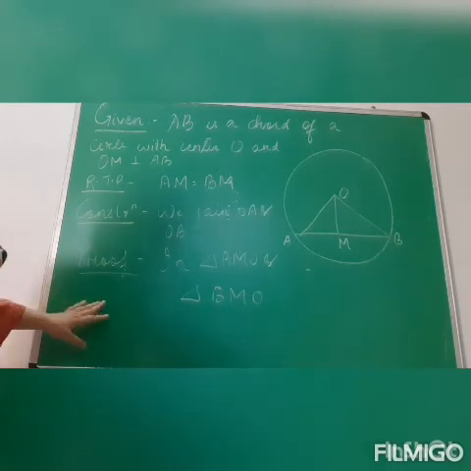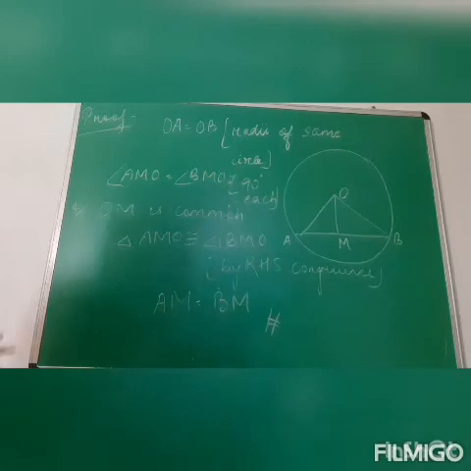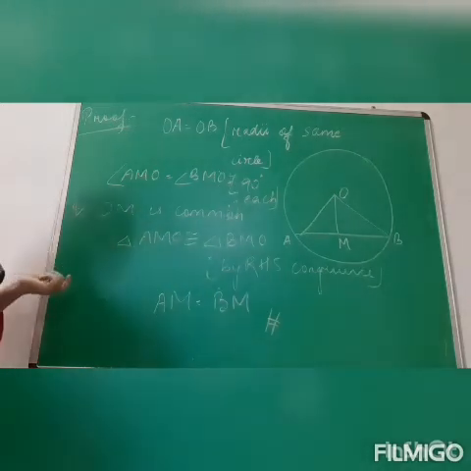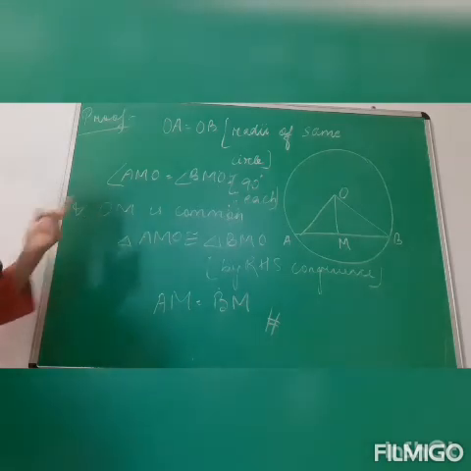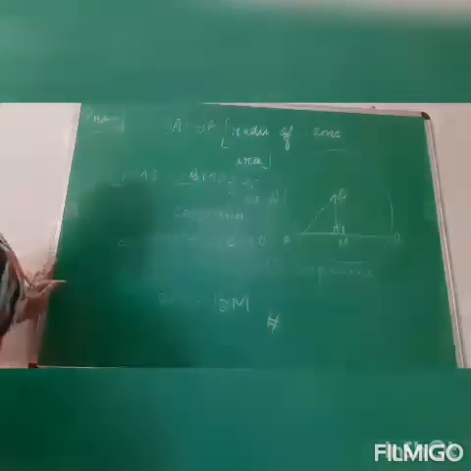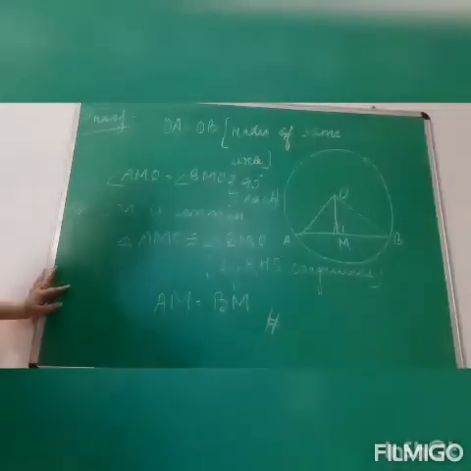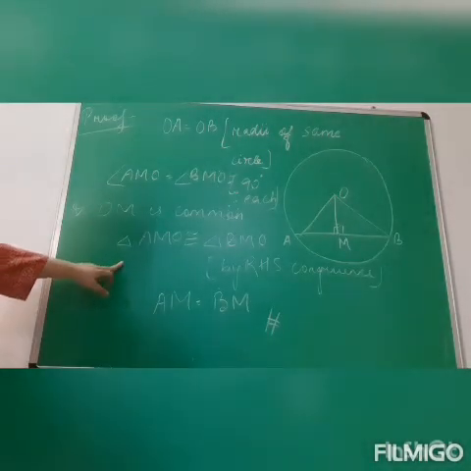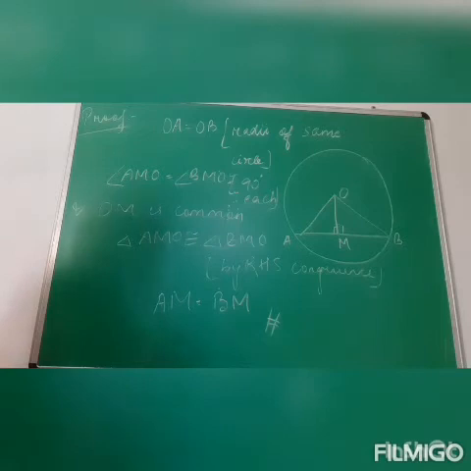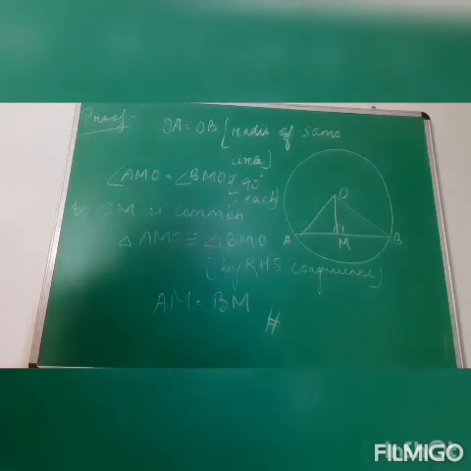For the proof, let us first consider the two triangles, triangle AMO and triangle BMO. In these two triangles, OA is equal to OB because they are the radii of the same circle. Then angle AMO is equal to angle BMO, 90 degrees each. And the line OM is common between the two triangles. So we can say that these two triangles are congruent by RHS congruency. Therefore, AM is equal to BM.